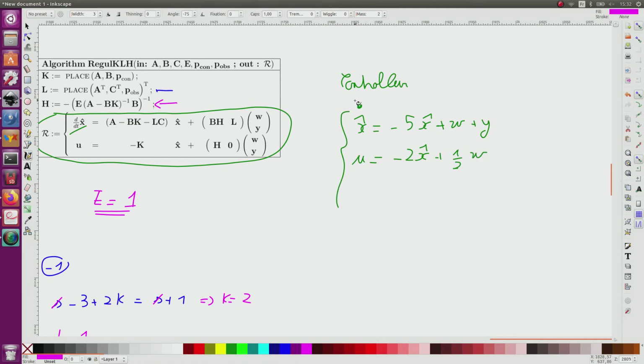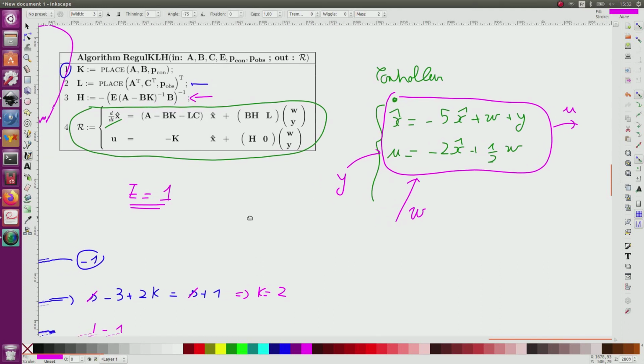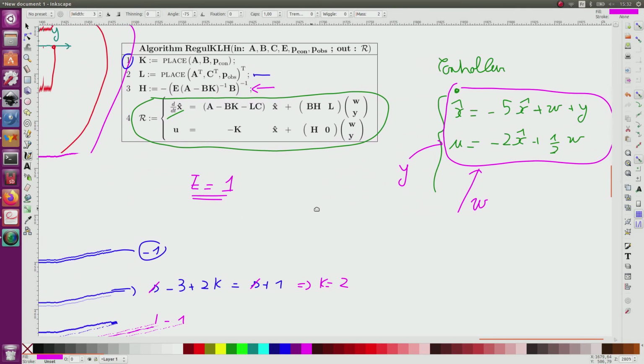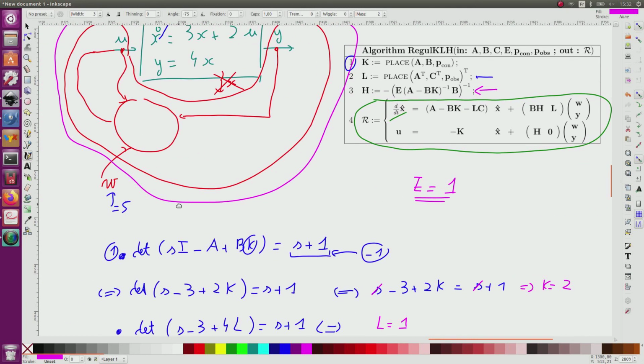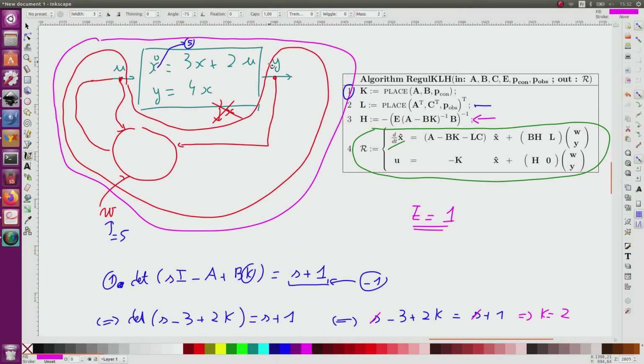So this system has an input y, the other input is w, and the output of this controller is u. So it corresponds to what I have represented here.